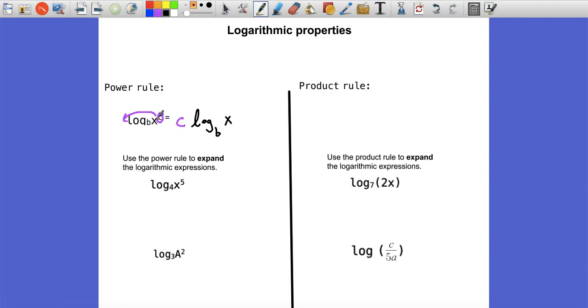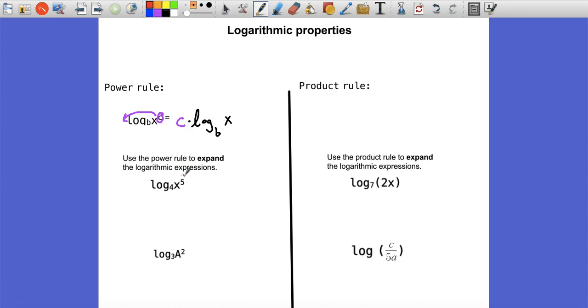Notice all we did was take whatever the exponent of the argument was. Remember, x is the argument of the logarithm. b is the base, x to the c is the argument. If the argument has an exponent, you can swoop that out in front and make it a coefficient. This is c times log base b of x. That's what the power rule states. When we change the exponent into a coefficient like that, that's called expansion. We're making the logarithm bigger, so to speak. So we're going to expand these two logarithmic expressions using the power rule.